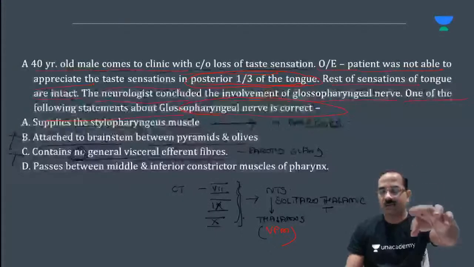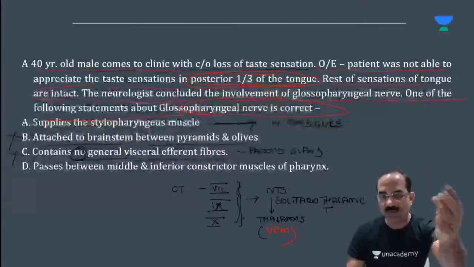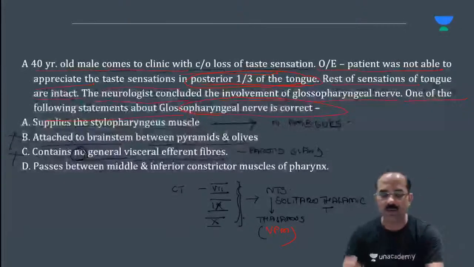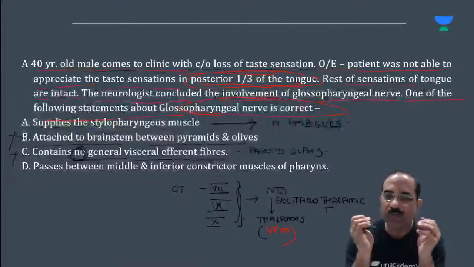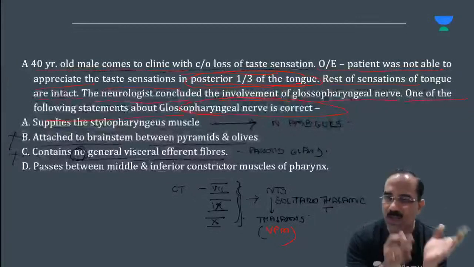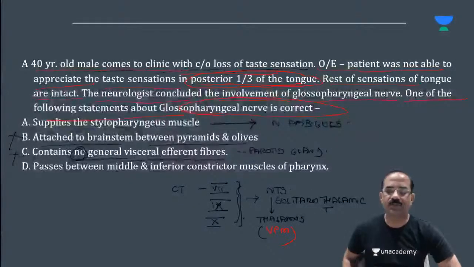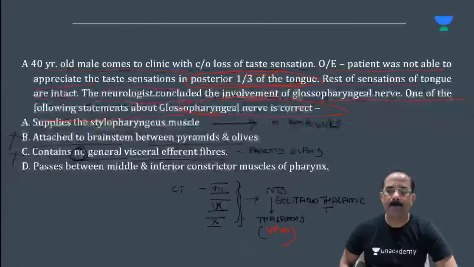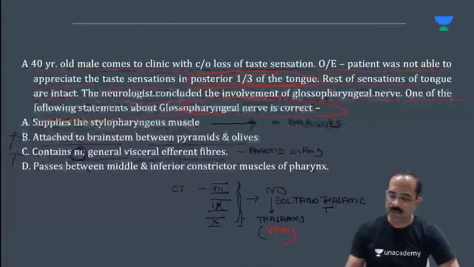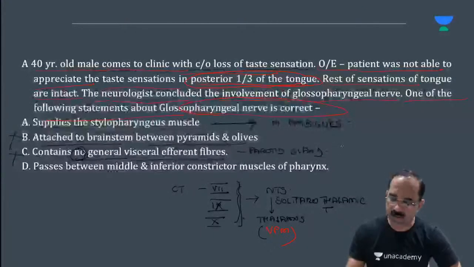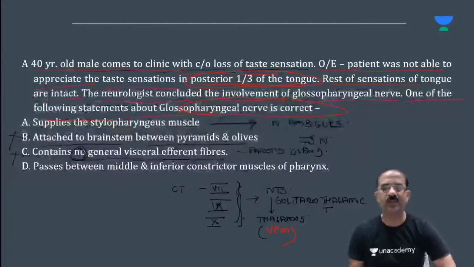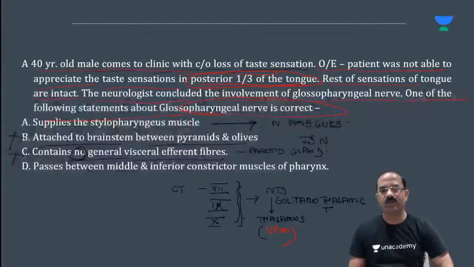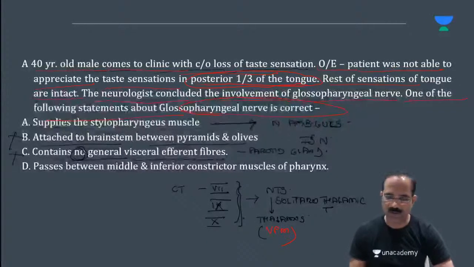And students, can you tell me the name of the nucleus of the glossopharyngeal nerve which is going to supply the parotid gland? Anyone? That's the inferior salivatory nucleus. Very good. That's the nucleus of the glossopharyngeal nerve which supplies the parotid.